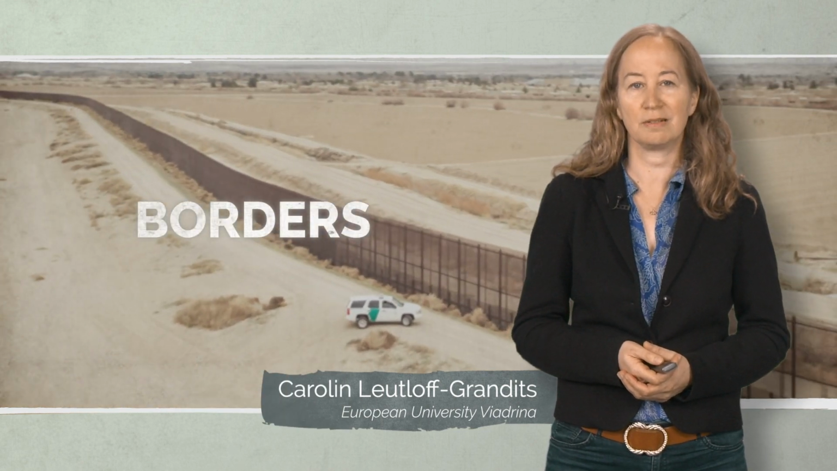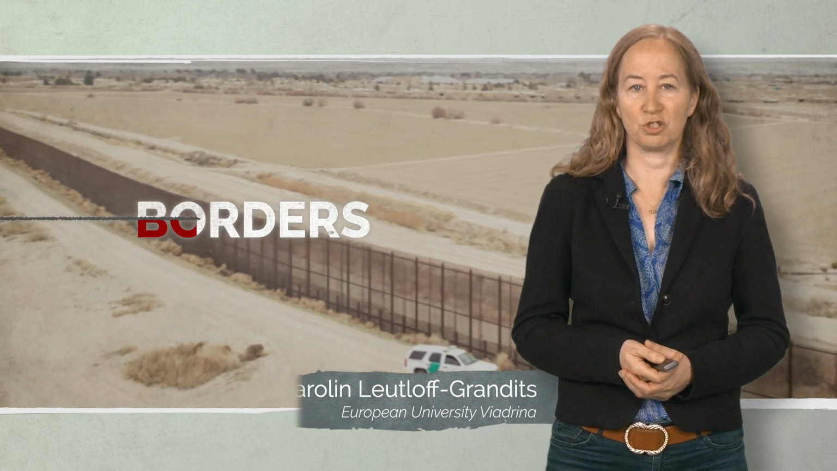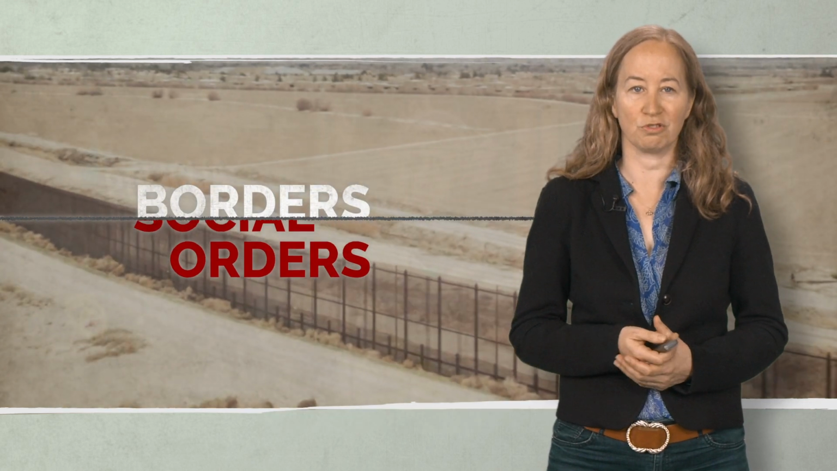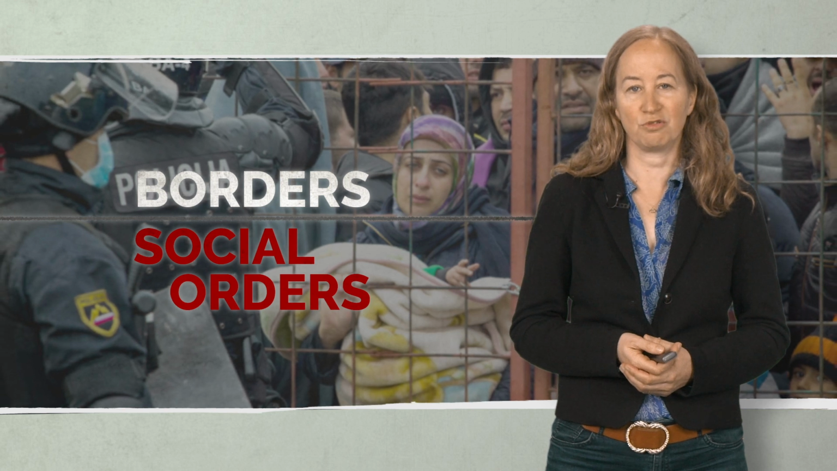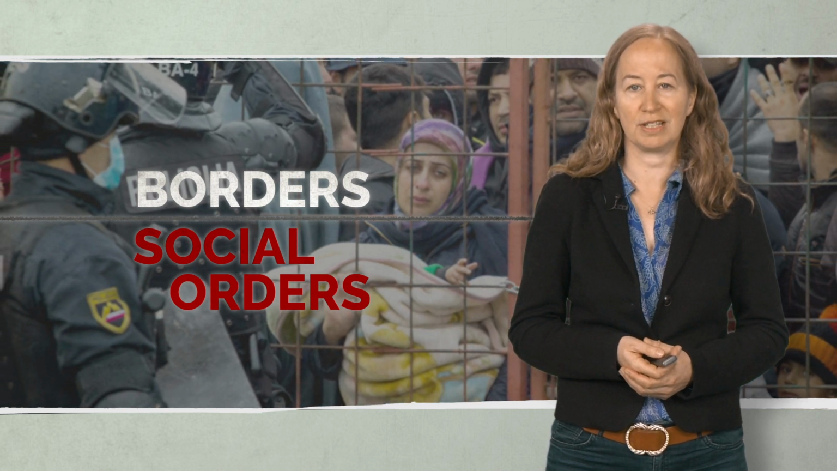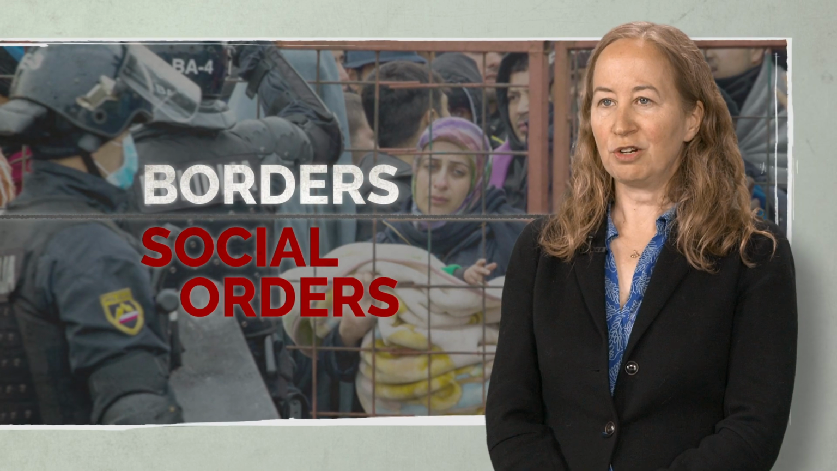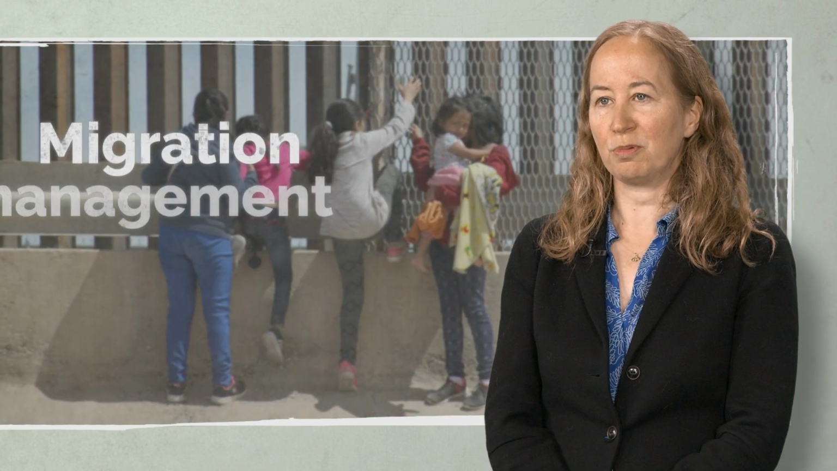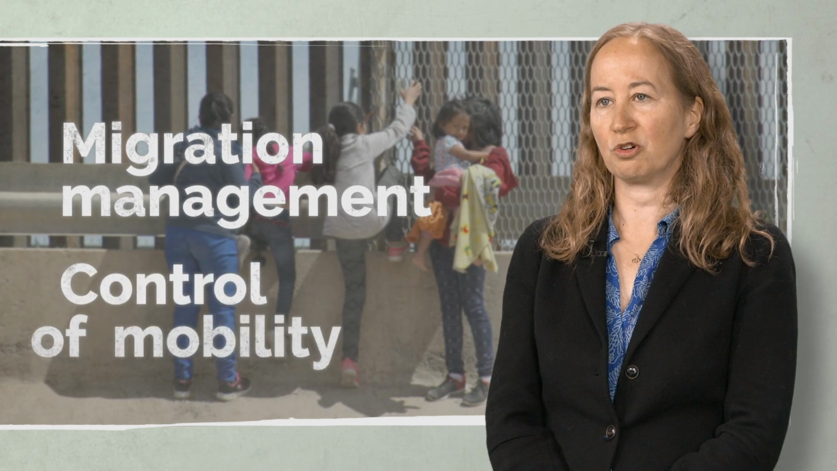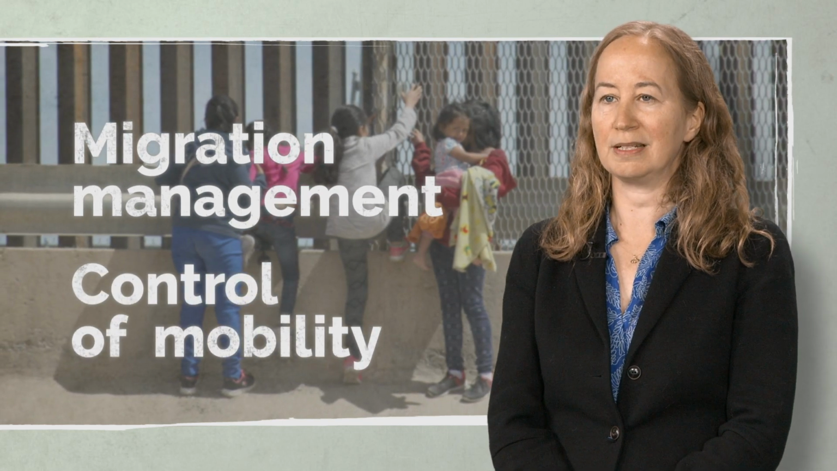Borders, be it a state border or a border of a larger political space, such as the European Union, delimit a political and social space and define who belongs to the social order. This points to the ordering function of borders and the interrelation between borders and social orders. One of the main functions of contemporary borders is migration management and control of cross-border mobility.